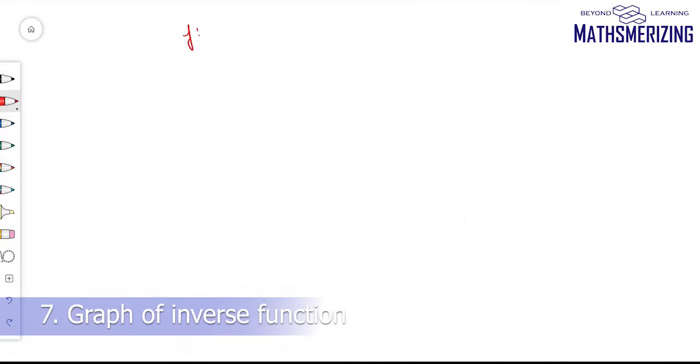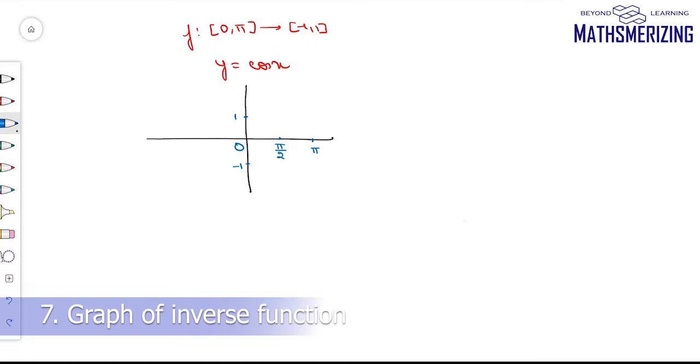Now this function f is defined from 0 to pi to minus 1 to plus 1, and the function is y equals cos x. Cos 0 is 1, cos 90 is 0, and then cos pi is -1. Between 0 to pi, if I draw horizontal lines, I'll get only one point of intersection. So that means this function is a 1-1 function.